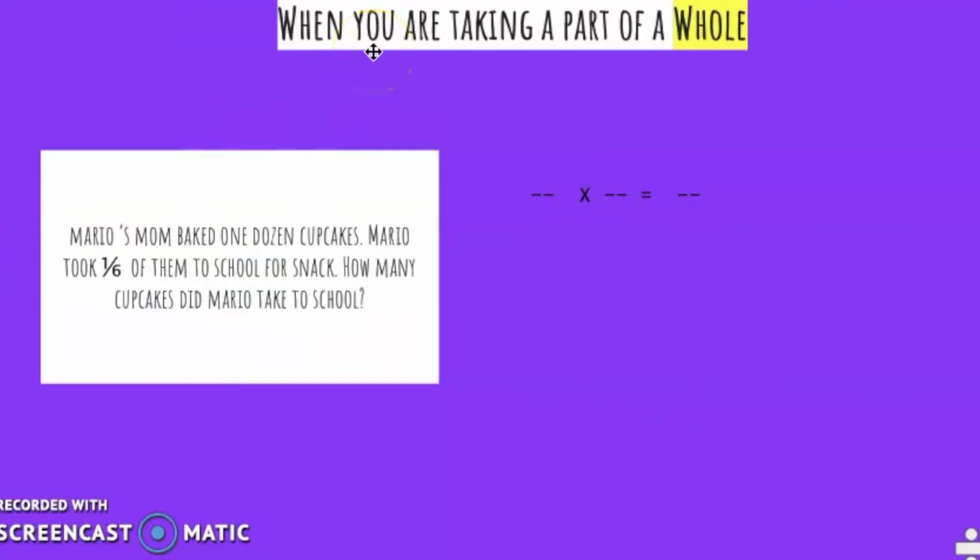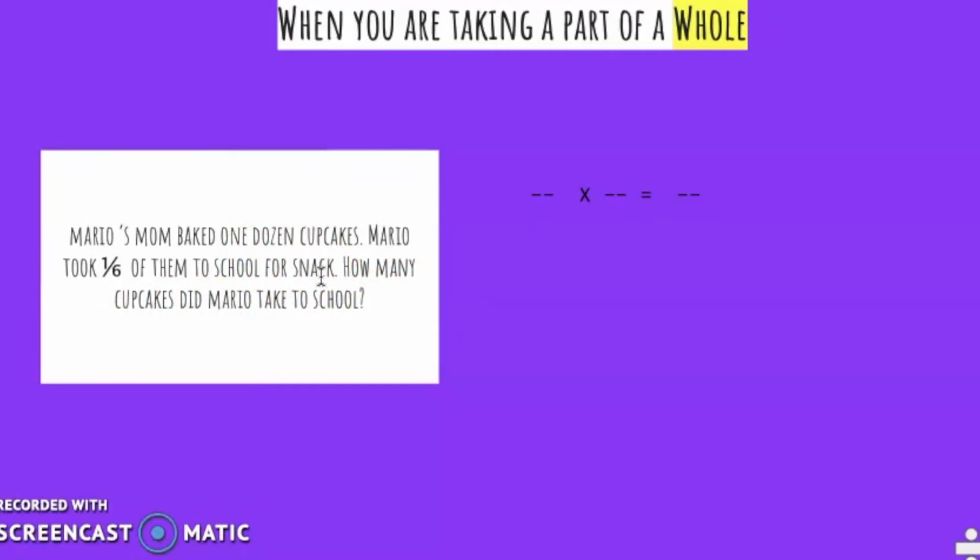When you are taking a part of a whole. So another time that you need to multiply fractions is whenever you're taking a part of a whole. And this example is going to show you what that looks like. So Mario's mom baked 1 dozen cupcakes. Mario took 1/6 of them to school for snack. How many cupcakes did Mario take to school?